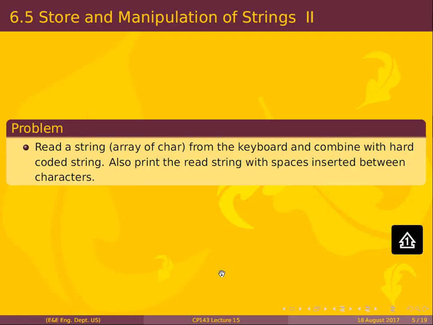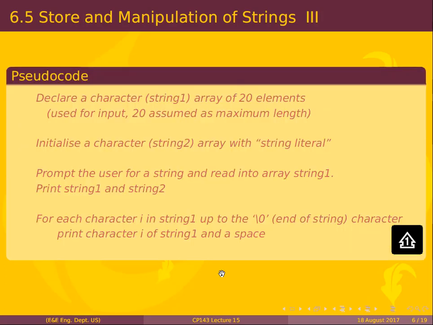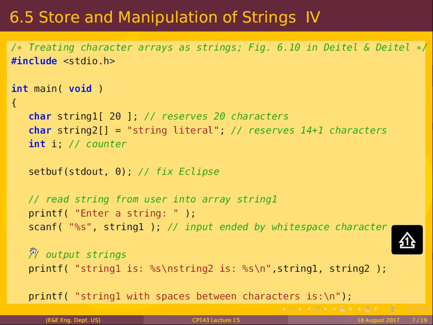We're going to read a string, which is an array of characters, from the keyboard, and we're going to combine it with a hard-coded string. And then we're going to print the string that we read from the keyboard. We're going to try and insert white spaces between each of the letters. So this is pseudocode, but you can read through that. I want to look at the code over here.